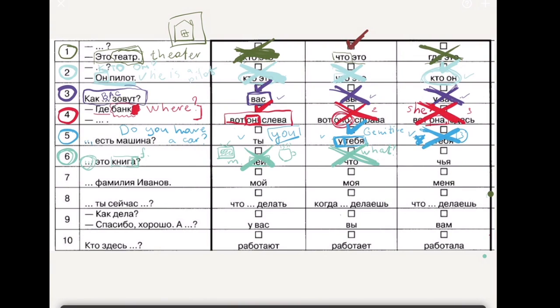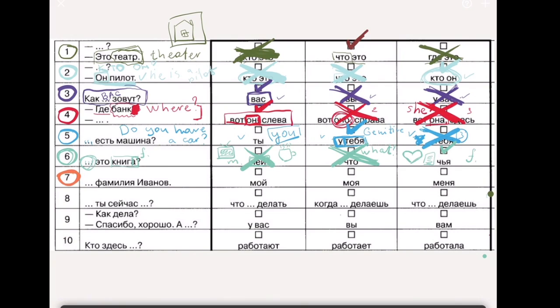Incorrect. And number 3, perfectly feminine. Чья книга? The answer could be моя книга. Моя любимая книга. My favorite book. Okay, moving on.